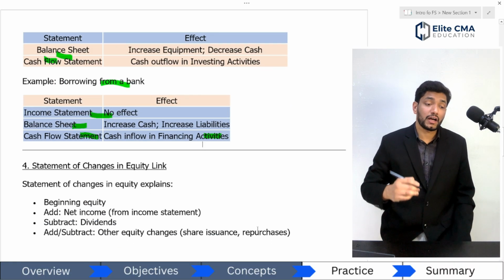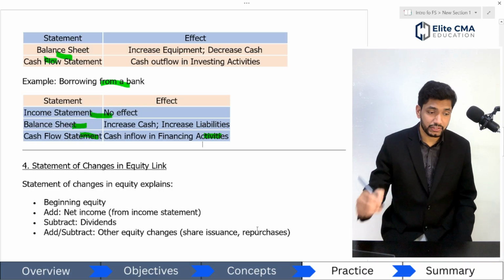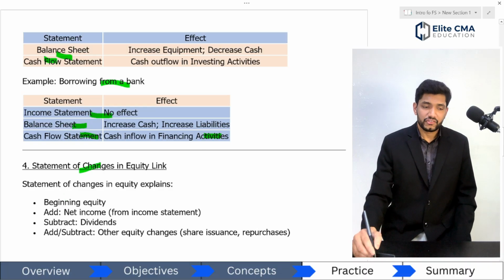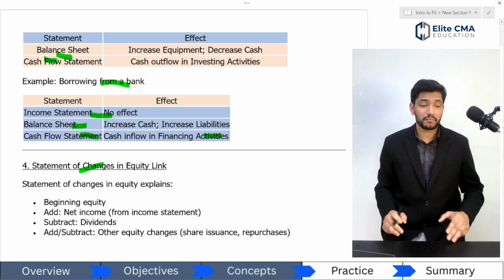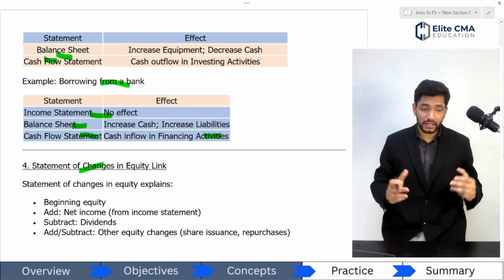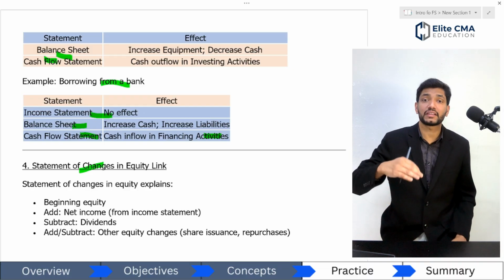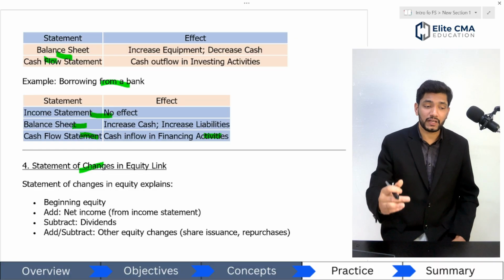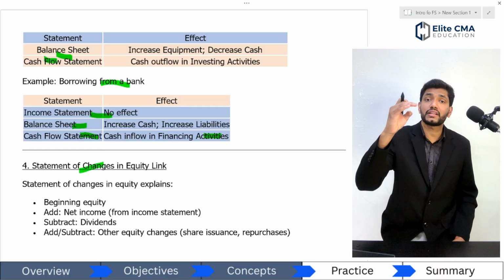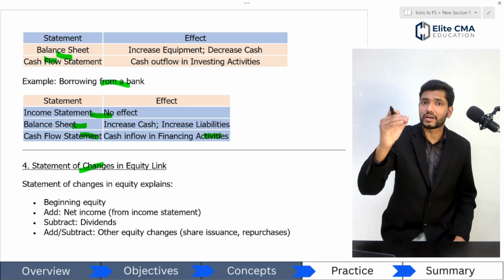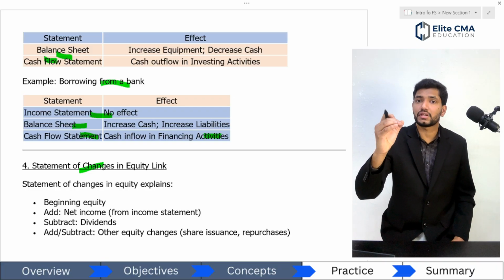So let's move on to the linkage with the statement of changes in equity. The statement of changes in equity explains the beginning equity, plus the net income, minus the dividends, adjusted for any other changes in equity, which ends up with the ending equity. So it shows the reconciliation from beginning equity to ending equity.